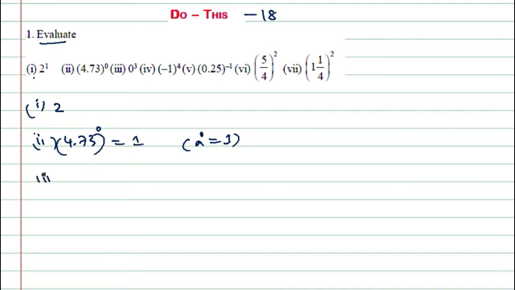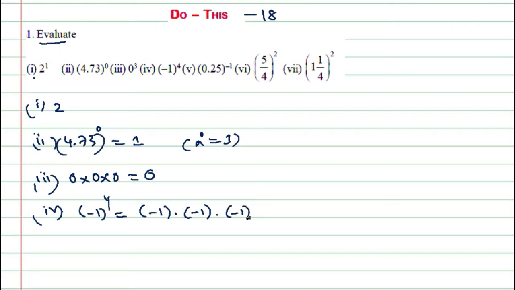The third one, 0 power cube. So 0 power cube means 0 into 0 into 0, repeated 3 times. The answer is 0. The next one is minus 1 whole to the power of 4, which is equal to minus 1 into minus 1 into minus 1 into minus 1, which is 1 times 1 is 1, 1 times 1 is 1, again 1 times 1 is 1, and here there is an even number of negative signs, so you will get a positive 1.